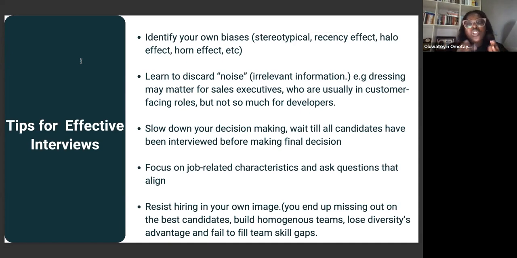Slow down your decision making as well. Wait till you have interviewed all the candidates before you make a decision, okay? Another thing you need to do is to focus on the job-related characteristics, right? There are certain questions that I've had experiences, you know, candidates complaining to me to say, I went for this interview and they were asking me, where does my mother live? Or what's my favorite food?